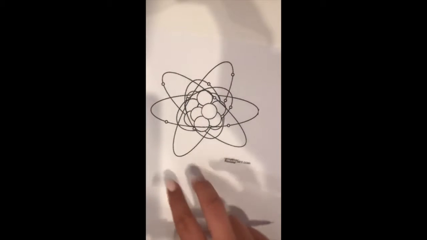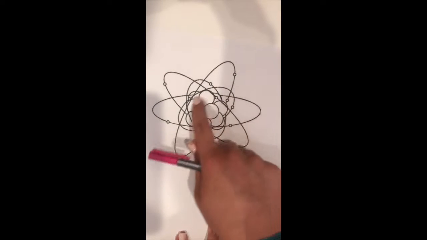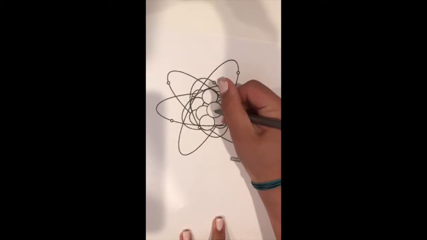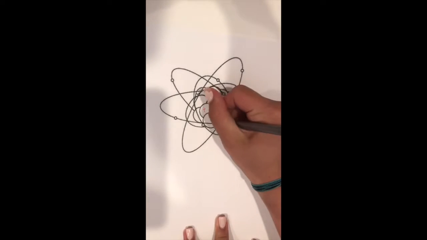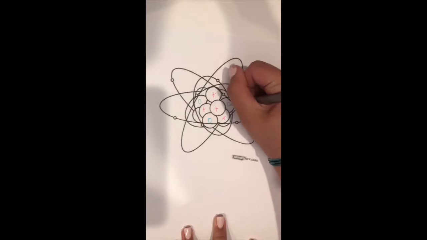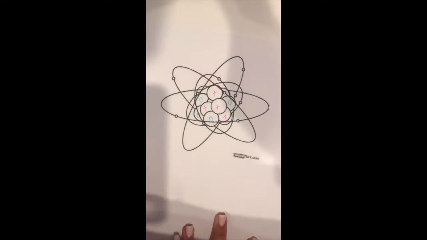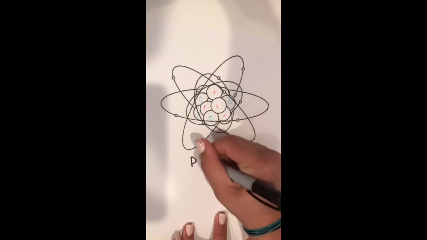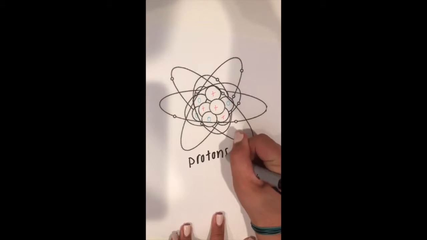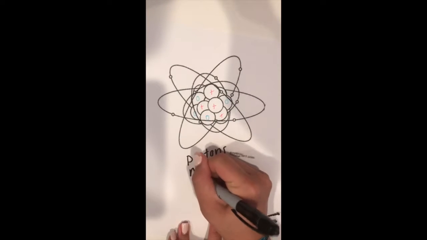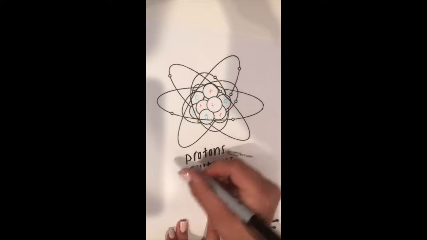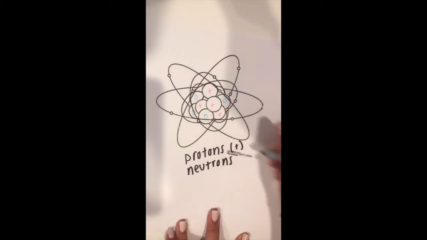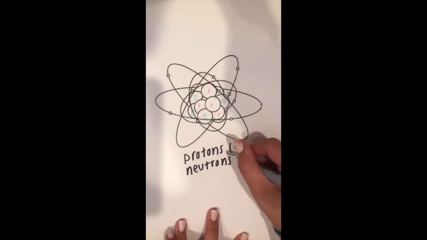So as you can see here, we have an atom, and in the middle of the atom there's this cluster, and in that cluster there are positive particles and there are neutral particles that have no charge. These positive ones are called protons, and the neutral ones are called neutrons. So protons, pro, positive, they have a plus, and neutrons, neutral, no charge.